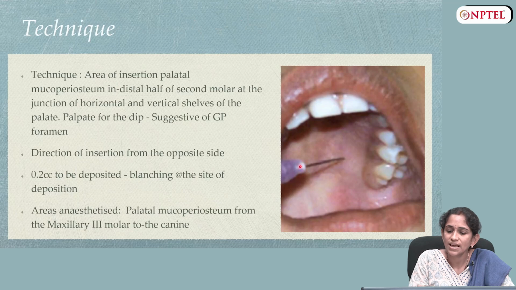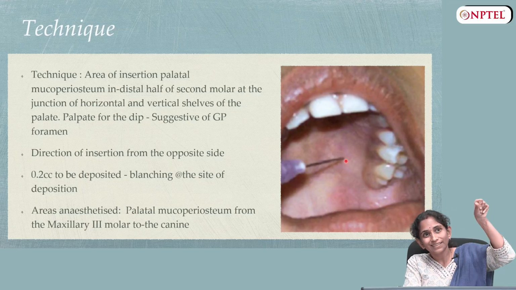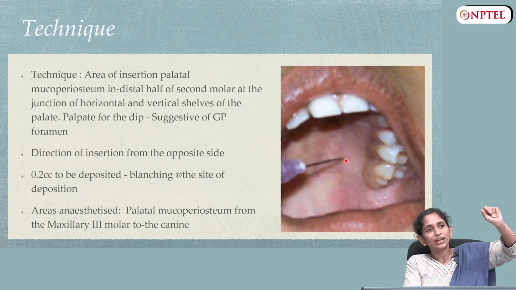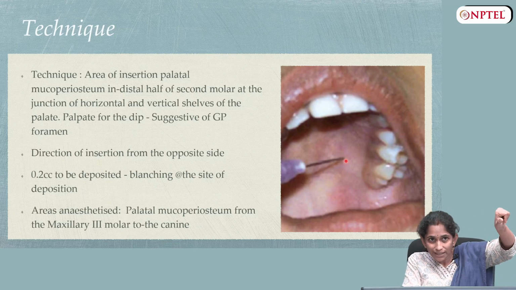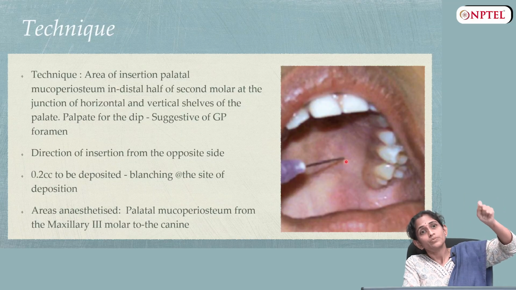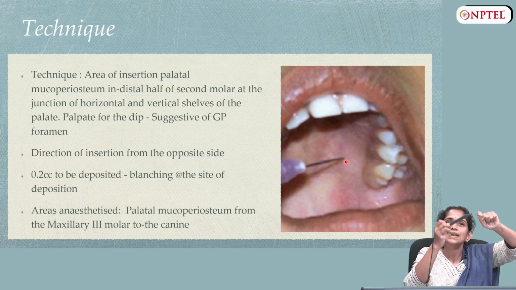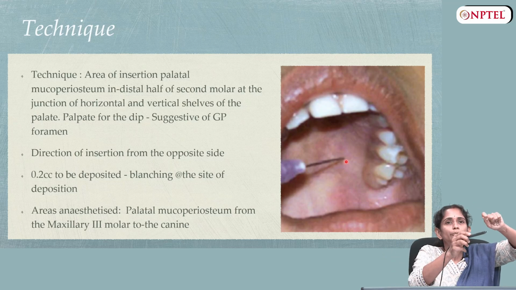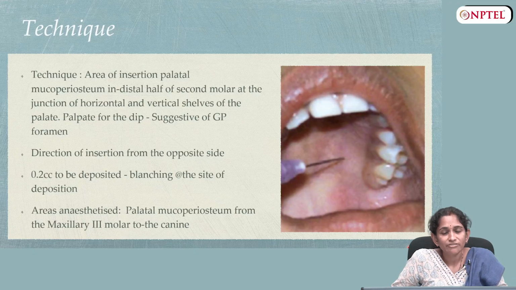Area of insertion is into the mucoperiosteum from the opposite side. After we have palpated this, you can use a Q-tip, and once you have felt the dip in the bone, use your left hand, if you are a right-hander, feel the dip, identify the foramen in the area, use a Q-tip, apply pressure, then go from the opposite side, take the needle, insert, hit the bone and deposit 0.2 cc, and then the greater palatine nerve is blocked.